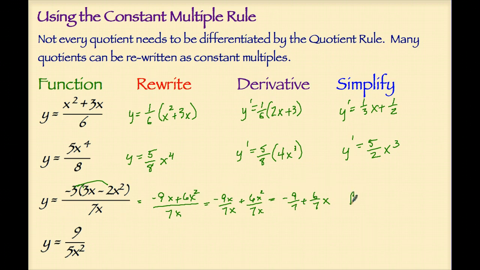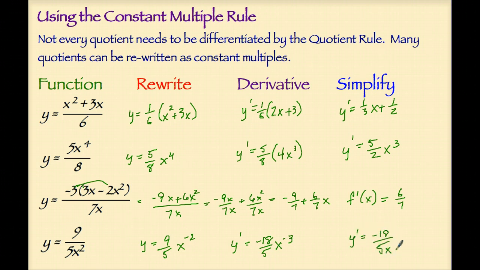Now let's take the derivative. f prime of x, since the derivative of a constant is just 0, this term goes to 0, and the derivative of 6/7 x is 6/7. That is your derivative. And in the last example, since the denominator is just a monomial, this can be rewritten as 9/5 x to the negative 2. Taking the derivative then using the power rule gives us negative 18/5 x to the negative 3, rewriting as negative 18 over 5x cubed.